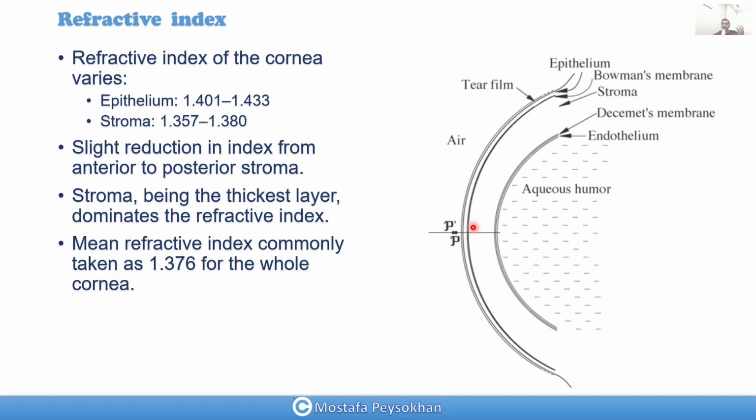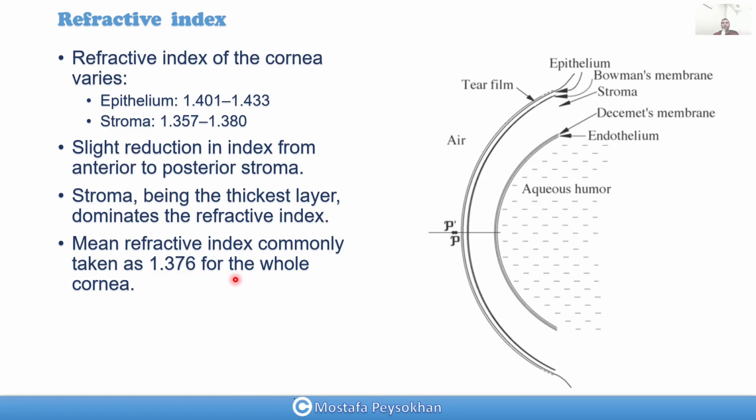Because the stroma is the thickest layer, its refractive index dominates the refractive index of the cornea. The mean value of the whole cornea refractive index, a number we can say is representative of the whole cornea, is in most books 1.376, which includes all the layers and everything. So this is a very important number. For the refractive index of the cornea, we use 1.376.